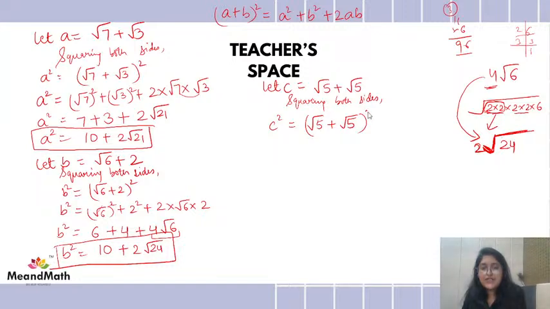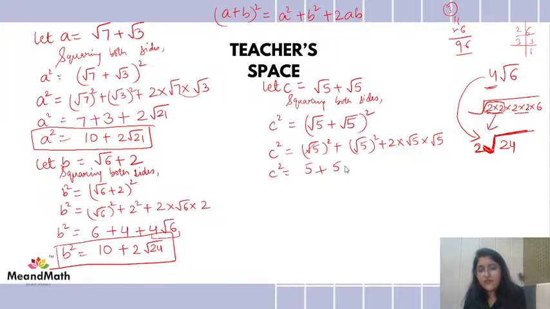So squaring both sides, we will do it like this. C square, then a square plus b square plus 2 times a times b. Alright, C square gives us, here we get 5. Similarly, as in the first two parts, plus 2 times root 25. 5 times 5 we get 25 over here. So C square we get as 10 plus 2 root 25. So this is the other C square we got.